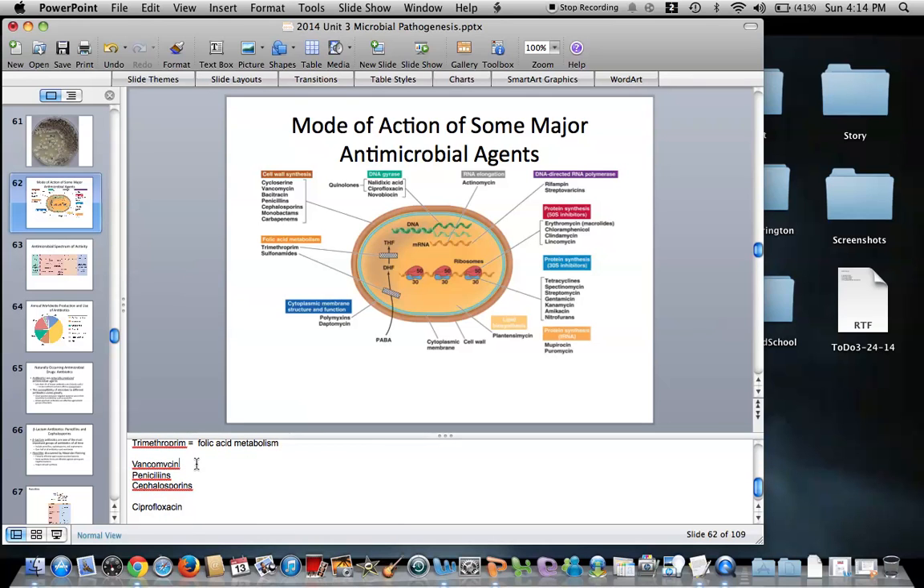And vancomycin, which is the last one that's in its own category. But it's still just cell wall synth. As are the remaining 2.